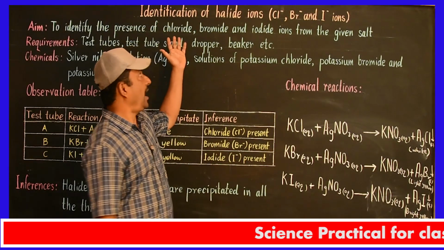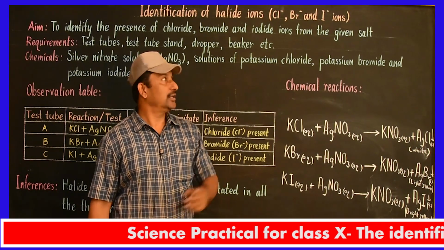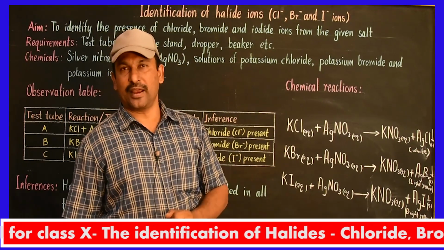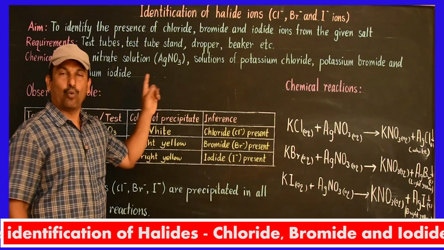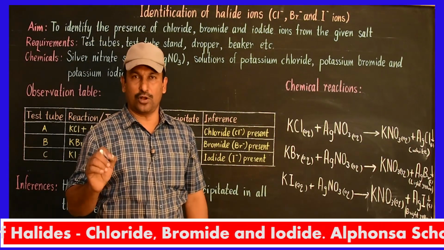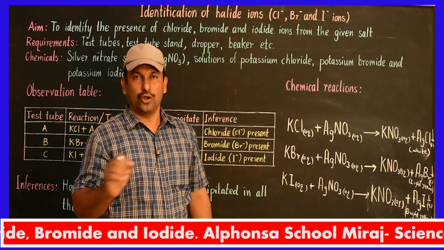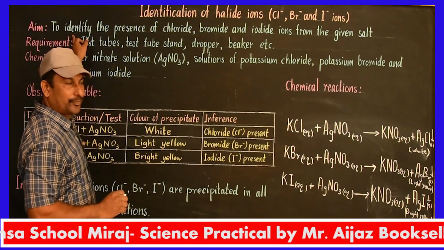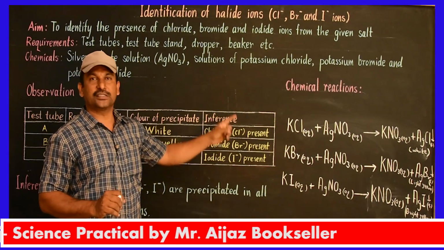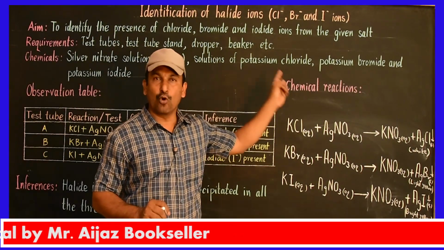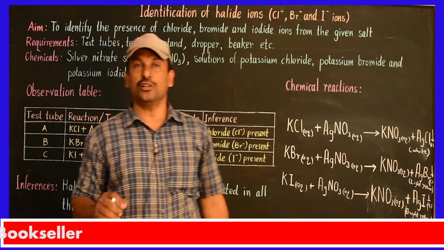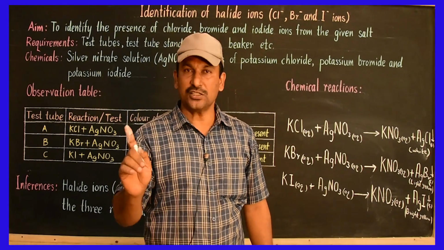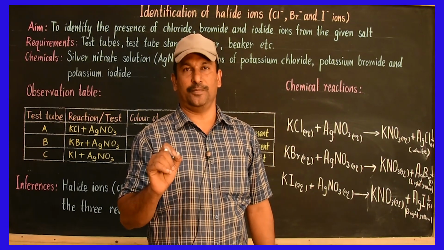So we are studying identification of halide ions, that is Cl⁻, Br⁻ and I⁻ ions. First, what you have to note down in your journal, on the right hand side on the ruled pages, is the aim: to identify the presence of chloride, bromide and iodide ions from the given salt. So the aim should be written in your journal first.